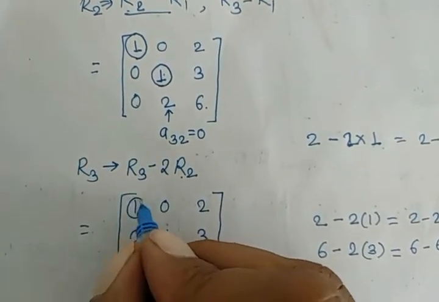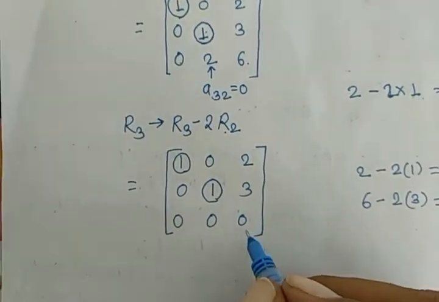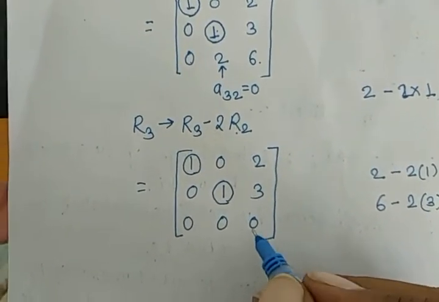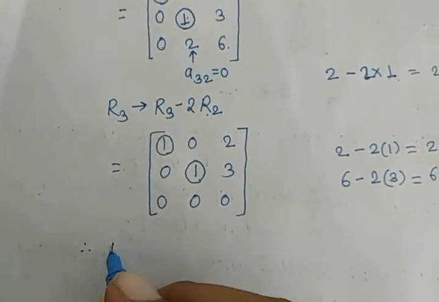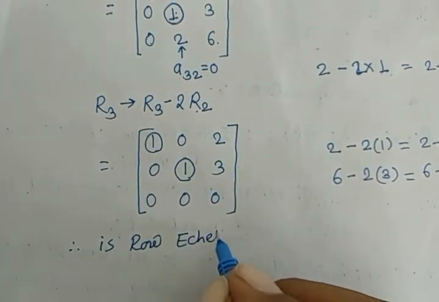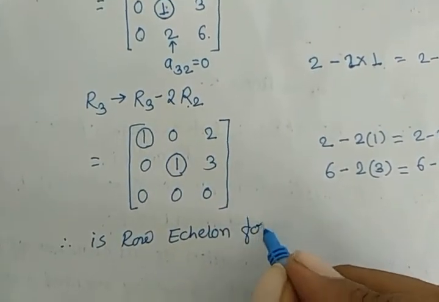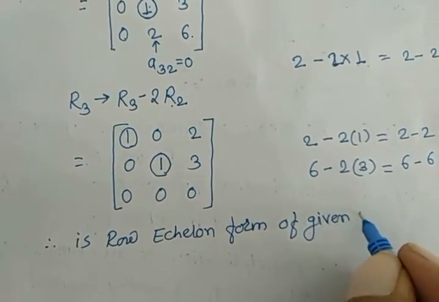So we have the first leading one, the second leading one, and all three elements of the third row are zeros, so we get the row echelon form of the given matrix.